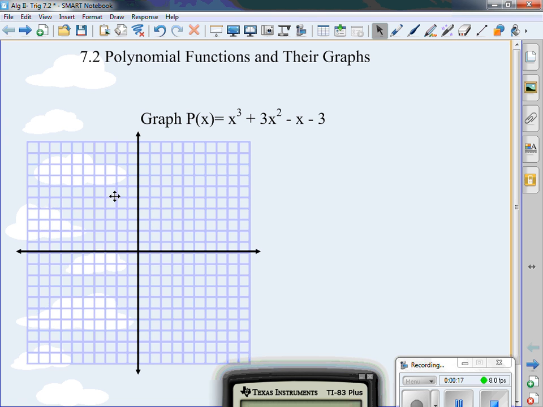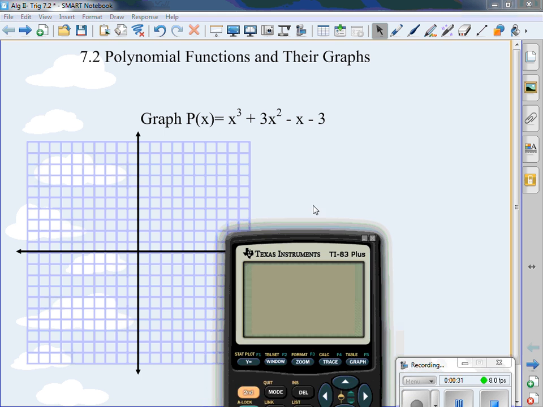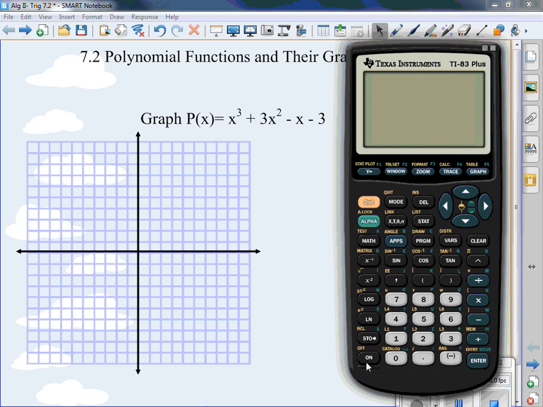First thing we're going to do is graph p of x equals x cubed plus 3x squared minus x minus 3. The nice thing about this lesson, we don't graph these by hand. We're going to use the calculators.